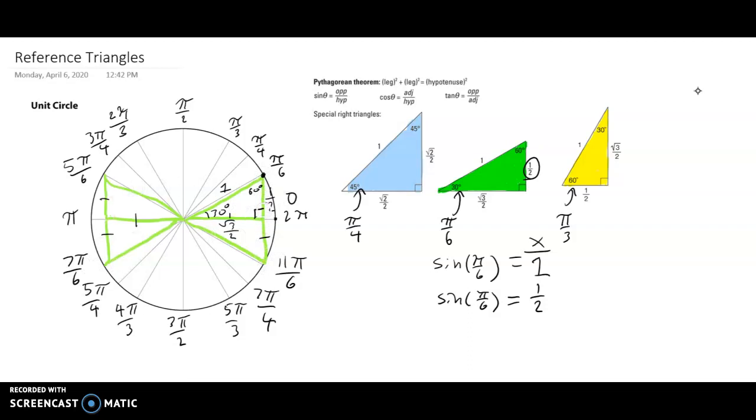Now the sign on them will be different. So for instance, over here, the square root of 3 over 2 length, the leg of this triangle over here, is going to be negative.